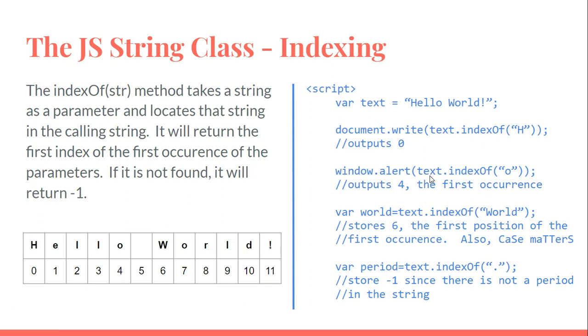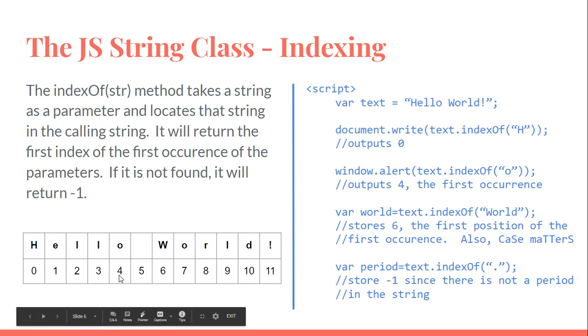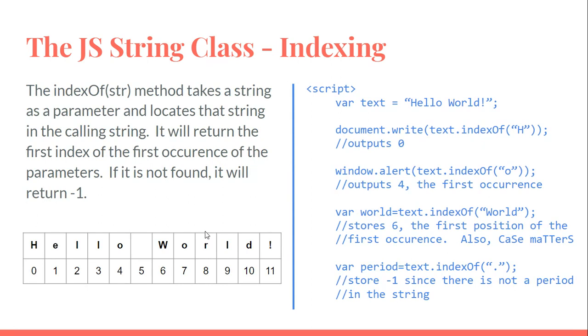If I window.alert text.indexOf("o"), that's the lowercase o, it finds the first occurrence of o. Now there are two occurrences. There's one here and there's one here. This is the first one. So it's going to output 4, the first occurrence. indexOf only ever outputs one number.